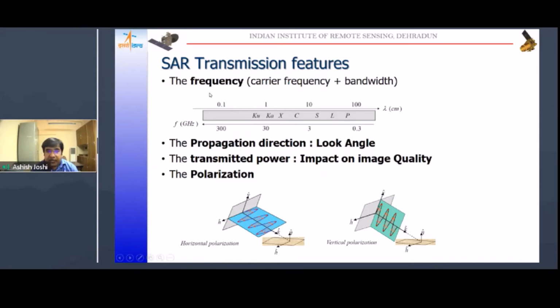So SAR has basically four types of transmission features: what frequency it is using, what the propagation direction is, meaning the look angle, how much power it is transmitting, and what the polarization is. So these four are the key parameters which we should keep in mind in the SAR transmission.